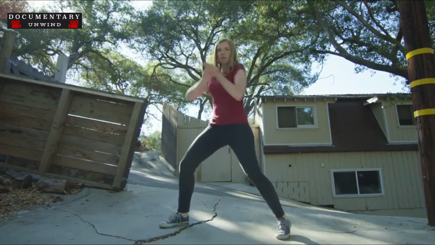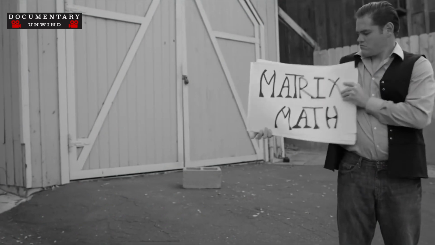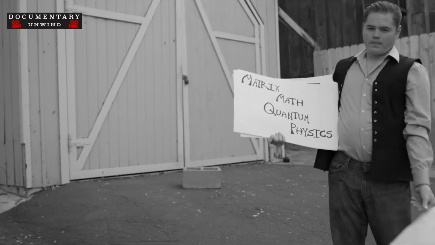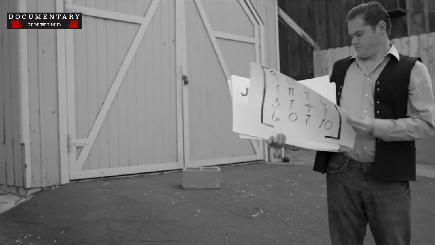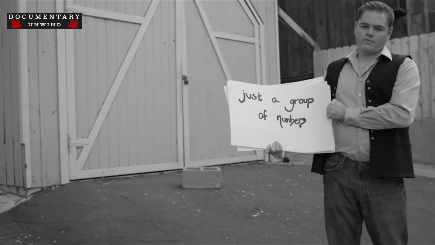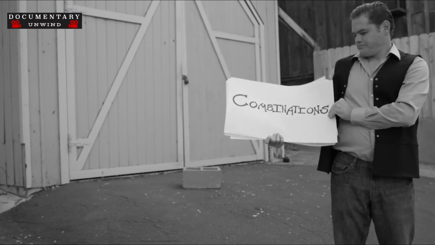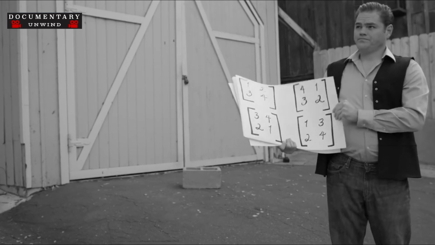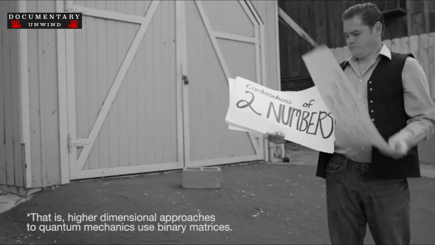There's a type of mathematics called matrix mathematics. No, not that type of matrix. Matrix math is the type of math that quantum physics uses in its formulas. Without getting too technical, this is an example of a matrix. A matrix is just a group of numbers that are arranged in columns and rows. And there's a certain amount of combinations for these numbers inside the matrix. Like if a matrix has four numbers inside it, there are 24 different possible combinations for those four numbers. Quantum mechanics uses matrices that are binary, so they only contain various combinations of two numbers.